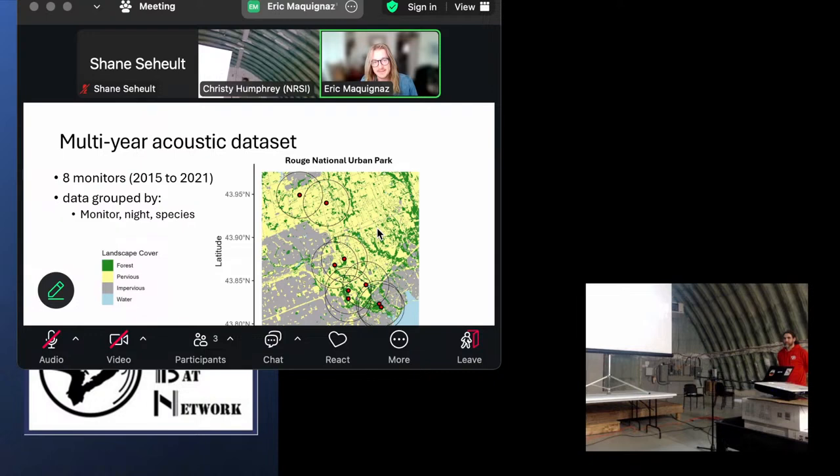landscape models. So a spatial scale effect is essentially looking at different buffer sizes around a monitor to see what scale the landscape composition most affects the species.